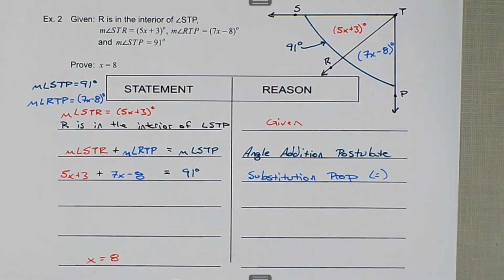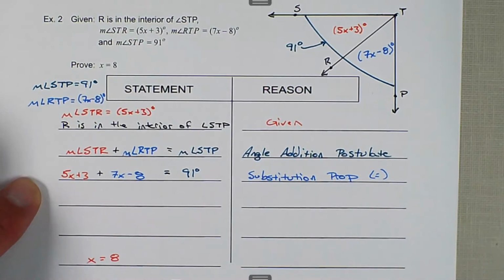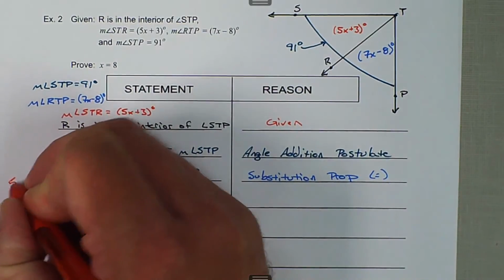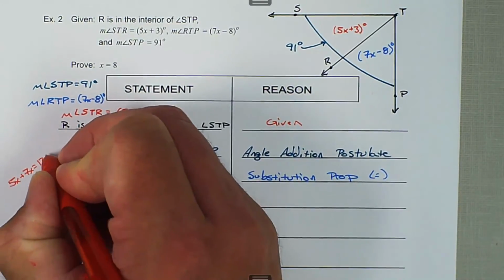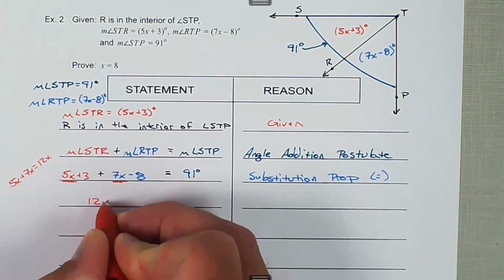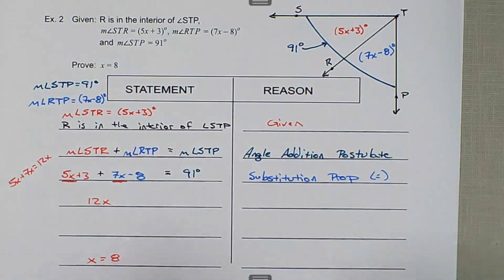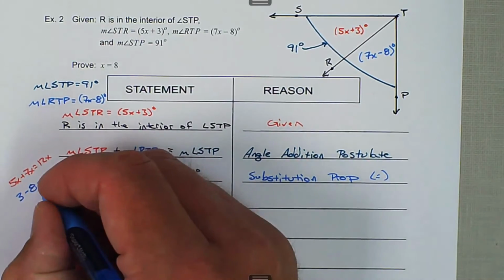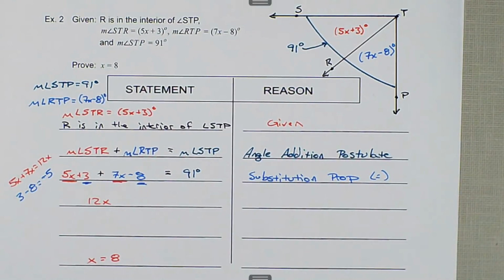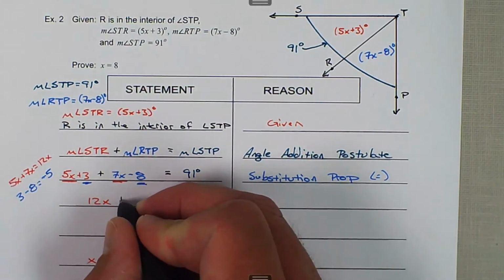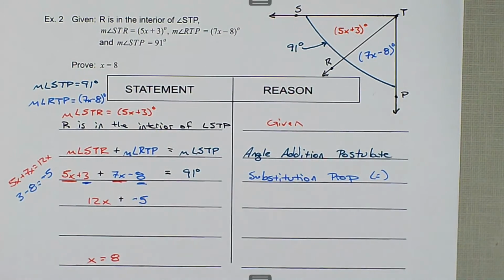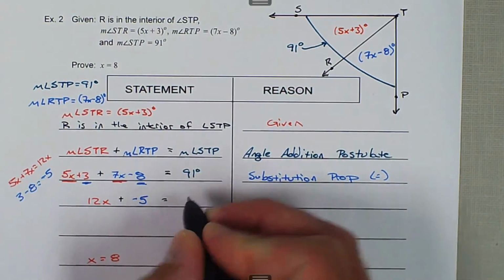Next, as we continue on, we want to start doing some algebra. Here we can see that we have a couple of x's and a couple of constants. So we can say 5x plus 7x is equal to 12x. And then we can say 3 minus 8 is equal to negative 5. We can bring that plus sign down if we want. It doesn't matter. And then we'll put in the negative 5, and that's still going to be equal to 91 degrees.